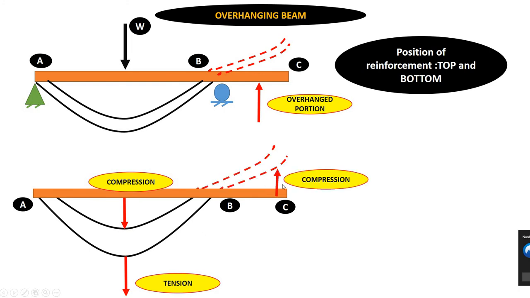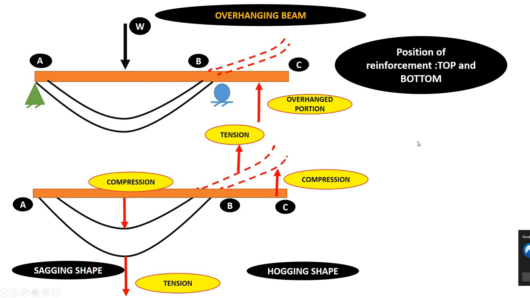And for the hogging shape, the reverse is there: compression is at the bottom and tension is at the top, right? So for this particular beam, the position of reinforcement is at the top as well as the bottom, right? Here we have the sagging shape and here we have the hogging shape, right?